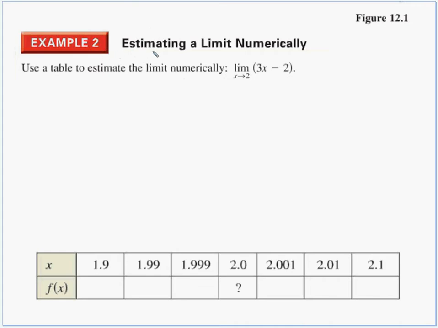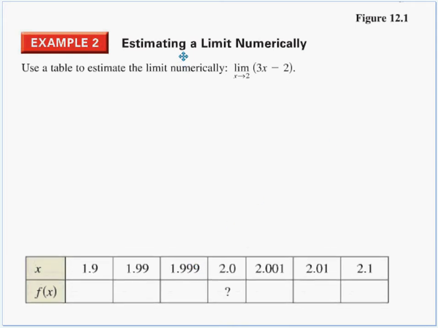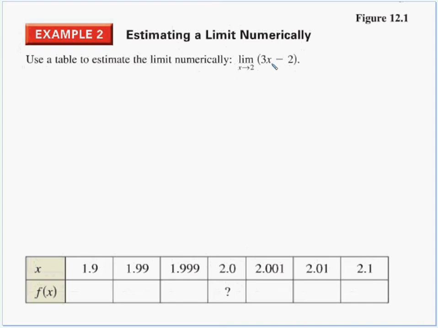So here, example 2, estimating a limit numerically. Use a table to estimate this limit. The limit as x gets close to 2 of this function, 3x minus 2. Okay, now in class we would punch into our TI-89s into the Y editor, Y sub 1. We would type in 3x minus 2. We went to our table settings to make sure it was set to ASK mode. And then we went to our table and we would type in these x values, 1.9, 1.99, and so on. And then get our Y values out of the calculator.